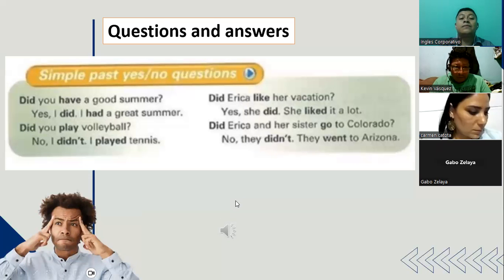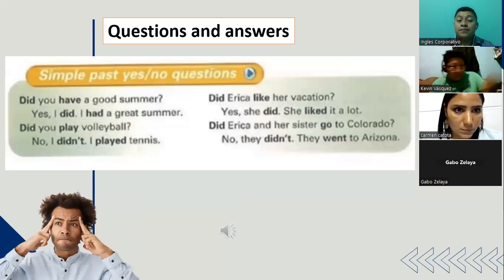Simple past yes, no questions. Did you have a good summer? Yes, I did. I had a great summer. Did you play volleyball? No, I didn't. I played tennis. Did Erica like her vacation? Yes, she did. She liked it a lot. Did Erica and her sister go to Colorado? No, they didn't. They went to Arizona.